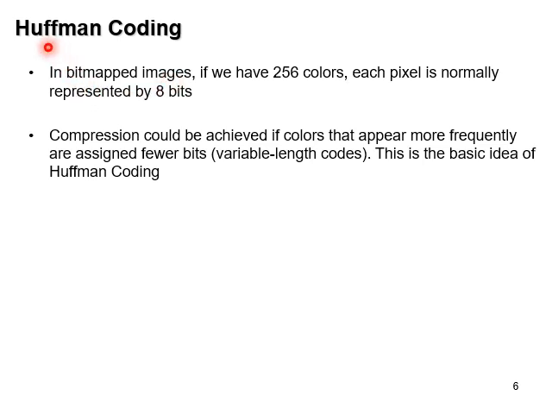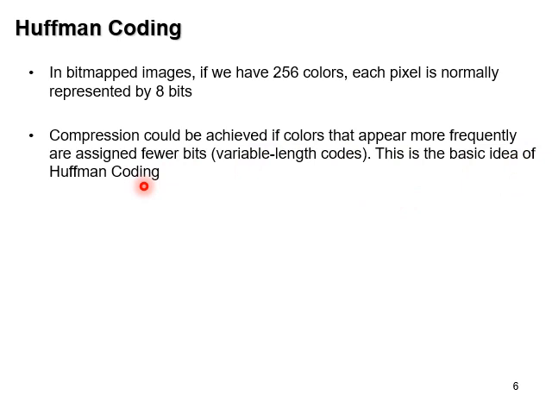Now, the idea of Huffman coding is that compression could be achieved if colors that appear more frequently are assigned fewer bits than those that appear less frequently. Okay, and this is what we call variable length code, that we're not going to assign to each color 8 bits constant. No, those colors that appear more frequently, we will assign to them less number of bits, while others will be assigned more number of bits. And this is the basic idea of Huffman coding.